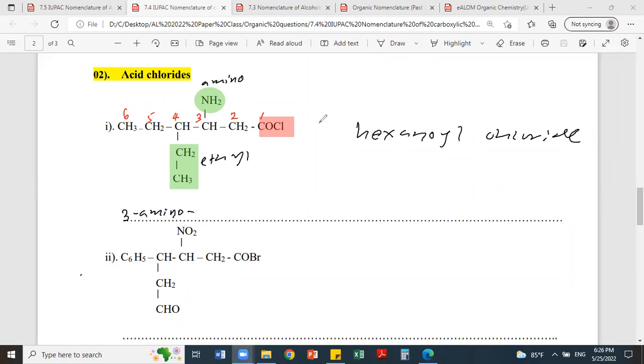Yes, it's amine, but when it becomes the side group or the substituent group, we call it amino. Then 4-ethyl, the ethyl group is on the fourth carbon, right? After that, hexa, 6 carbons in the longest chain. Hexanoyl chloride.